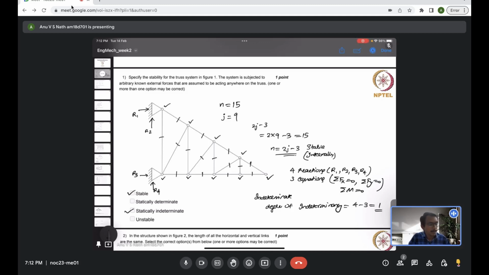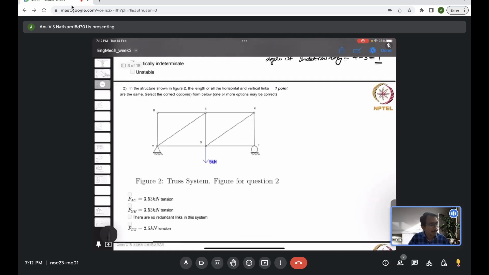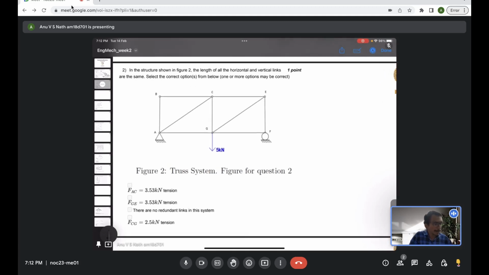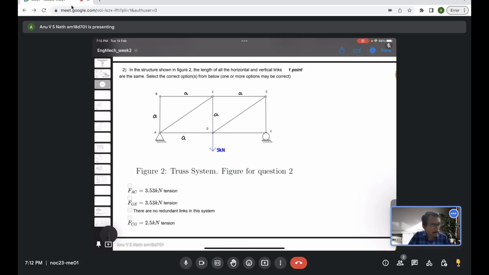Okay, then we will move to the next question. I hope you are able to see the question, options, everything. In the structure shown in figure 2, the length of all of the horizontal and vertical links are the same. Let's call it A. So this is A, this is A, all are the same. Select the correct options from below. One or more options might be correct.